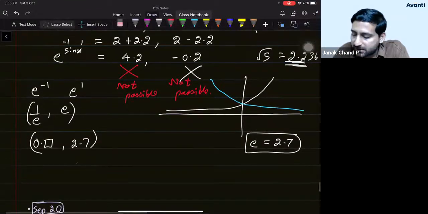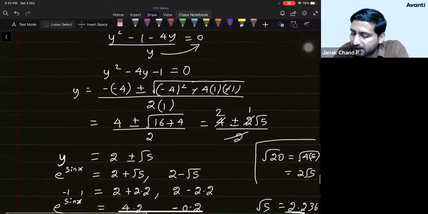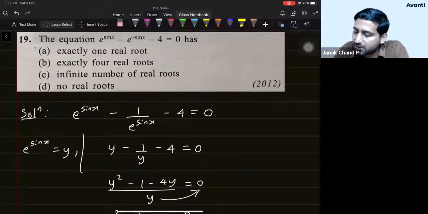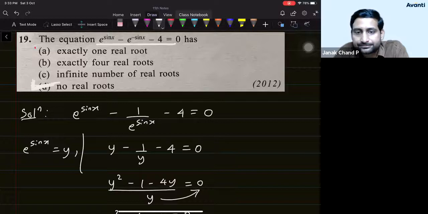Okay, fine, students. So I hope that everyone understood. The correct answer for this question is no real solution, right? There's no value of x which can act as a solution of this.